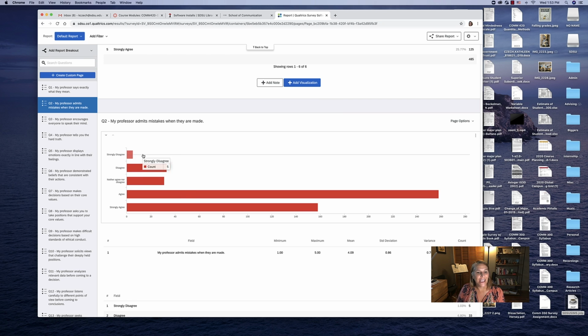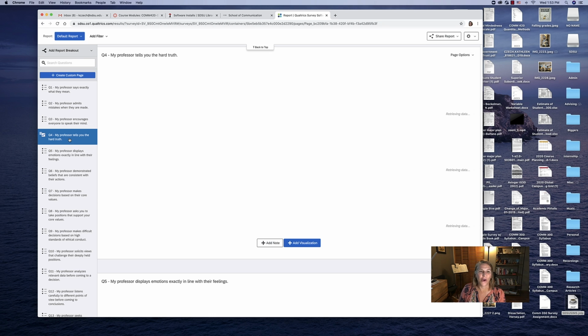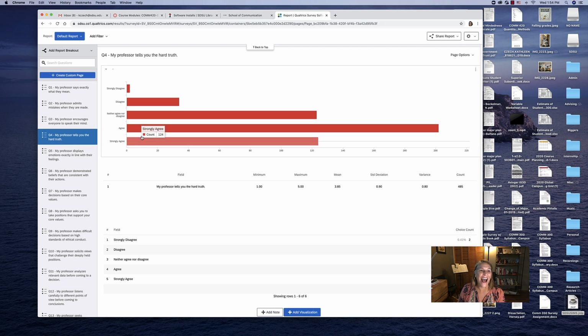All I can get here, as you're noticing, is a bar graph-like frequency of how many people answered it each way. There was a minimum of 1 and a maximum of 5. The mean was 4.09. We're going to talk about the standard deviation and the variance, and 485 people answered this question. So my professor tells you the hard truth. Let's see. Wow, very nice. So a lot of people agreed.